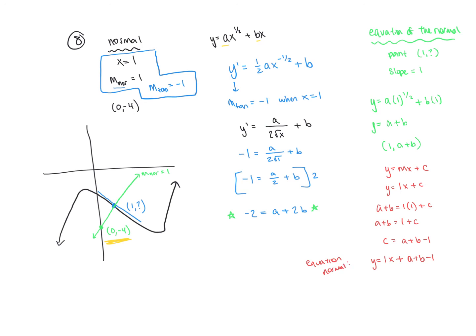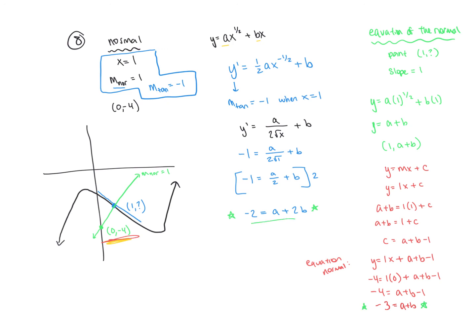On our normal, we have the point (0, -4). So I'm going to plug in -4 for y when x is 0. This should give us another equation. I have -4 equals 0 plus a plus b minus 1, so -3 equals a plus b. This is our second equation in our system of equations.